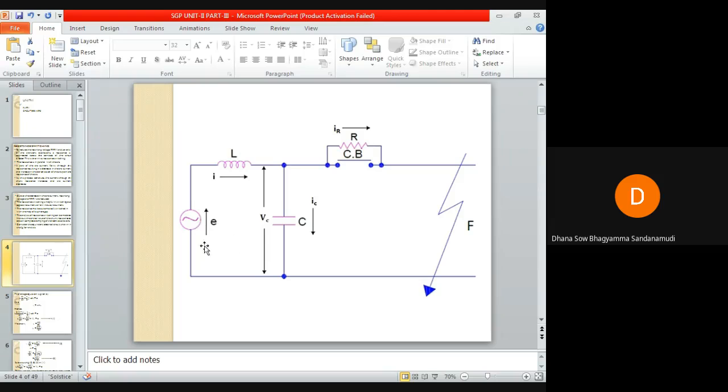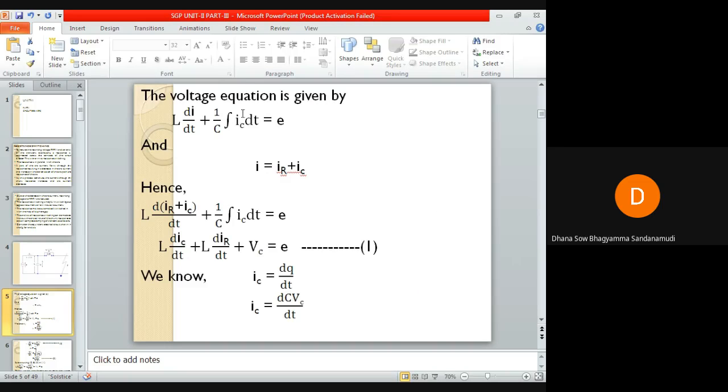Now if you see carefully, this is our system voltage. You can represent the loop equation for this. The equation is E is equal to the voltage across the inductor plus the voltage across the capacitor. So the voltage equation is E is equal to L into di by dt plus 1 by C integral of IC dt. This is very familiar to you, where I is nothing but IR plus IC.